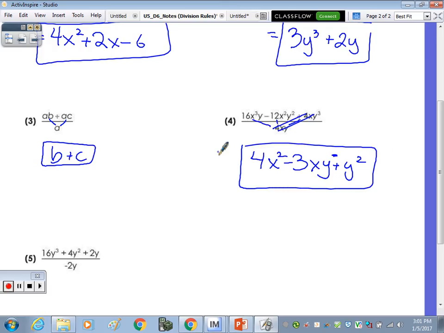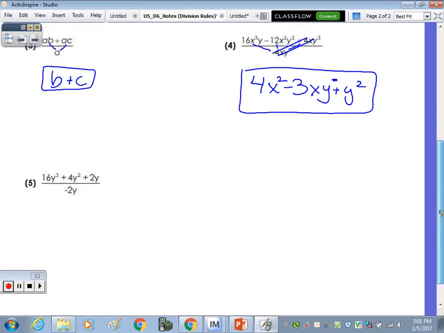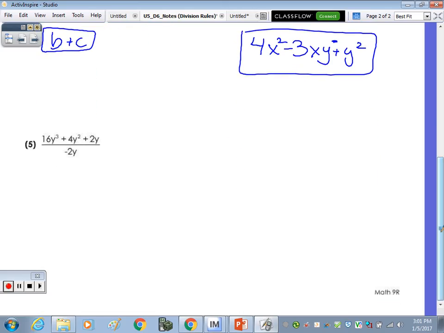Last one. 16y cubed divided by negative 4y squared plus 2y. 16 divided by negative 4. Good. 4y squared divided by negative 4y. And then at the end? Negative 1. The 2 and the y would cancel out.